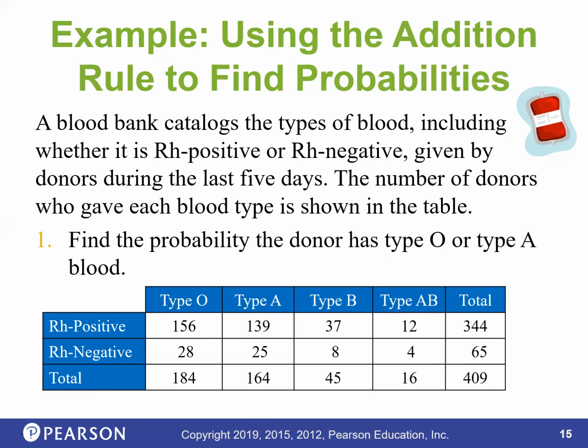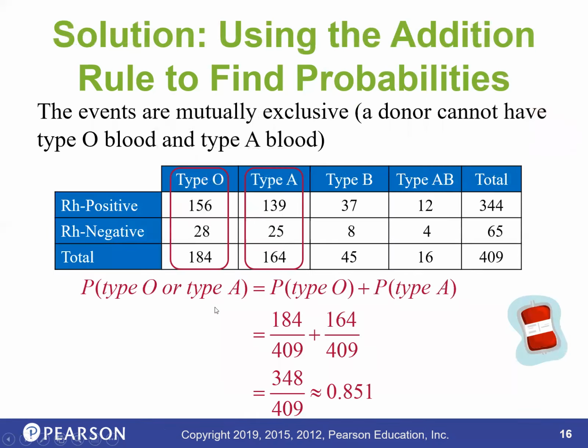Yeah, it can't be two different blood types, right? You want to be one. So yes, they're mutually exclusive. That means the addition property says, just add them up. So type O or type A, addition property says add the probabilities up and you're good to go.